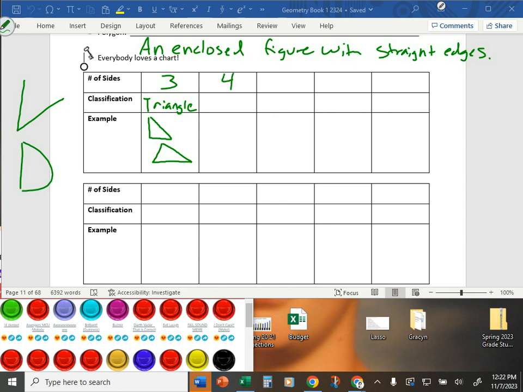What do you call a 4-sided shape? A rectangle is a 4-sided shape, but that's not the grand classification. Quadrilateral. I'll write it a little bit bigger up here. Quadrilateral, which includes rectangles, squares, trapezoids, rhombuses, parallelograms, and kites. Any 4-sided figure is a quadrilateral.